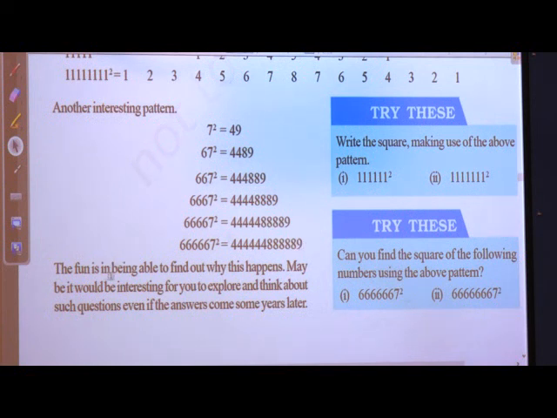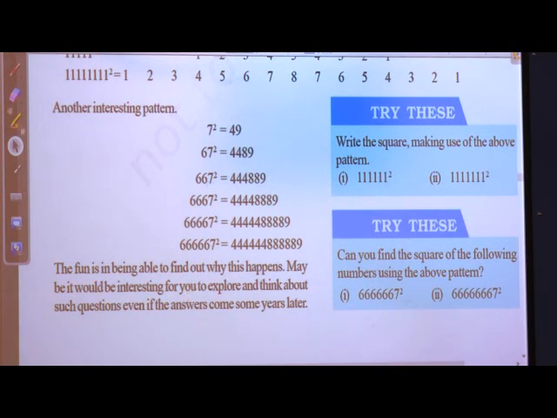The fun is in being able to find out why this happens. What is the fun? What are they saying to us? They are saying that the fun is in being able to find out why this happens. Maybe it would be interesting for you to explore and think about such questions even if the answer comes some years later. They are not asking for the answer today. They are not expecting that today itself we should get the answers. But they are giving us a way to explore ourselves, to think in a much more interesting way.